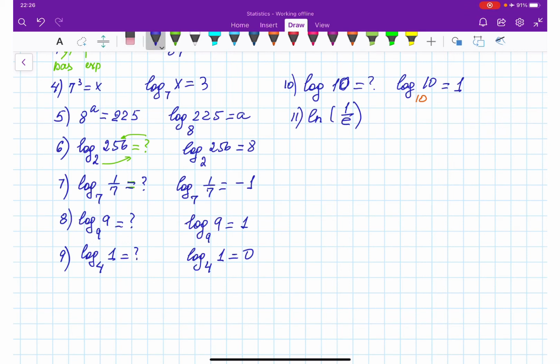So that is equal -1. Question number 12.